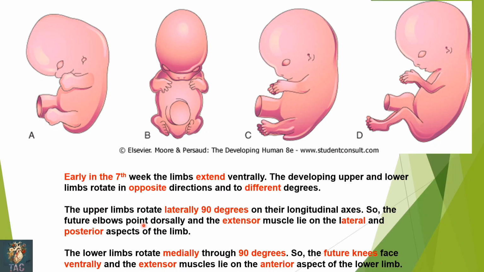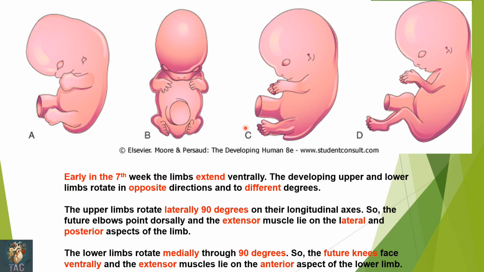Now another important point, another MCQ: after the formation of the initial limb bud, in the 7th week of development, the limb extends ventrally. The developing upper and lower limbs rotate in opposite directions and to different degrees. The upper limb buds rotate 90 degrees laterally in such a way that the thumb is positioned at the lateral aspect, and the anterior compartment is the flexor compartment and the posterior compartment is the extensor compartment.